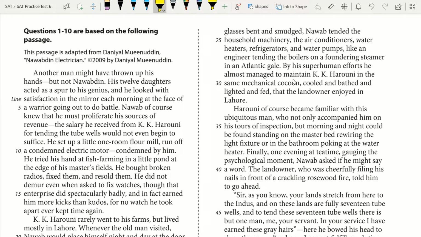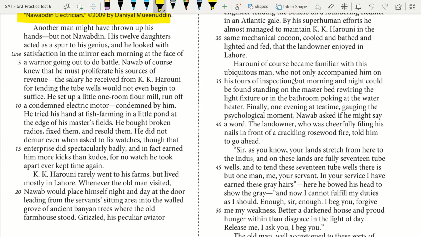So questions 1 through 10 are based on the following passage. The passage is adapted from Daniyal Mueenuddin, Nawabdin Electrician, copyright 2009 by Daniyal Mueenuddin. Another man might have thrown up his hands, but not Nawabdin. His 12 daughters acted as a spur to his genius, and he looked with satisfaction in the mirror each morning at the face of a warrior going out to do battle.